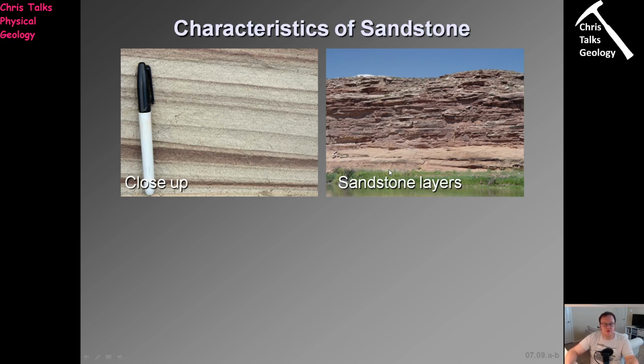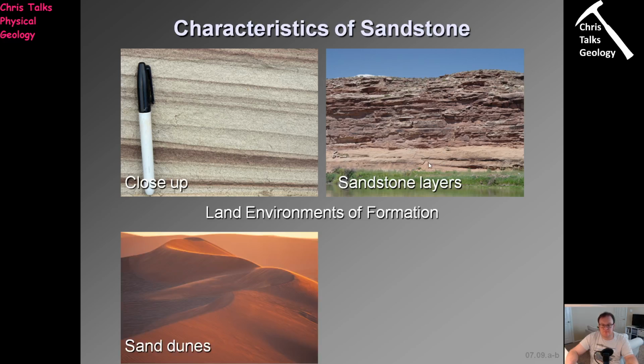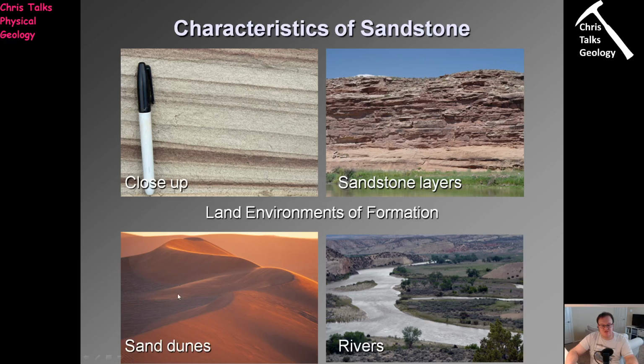Okay, so when we look at sandstones, what do we see? Well, some sandstones will be massive. That means they will show no layering at all. But it's not uncommon for sandstones to contain layers, both at a close level and at a coarser level. In terms of, as we've discussed, where sands form, they are very, very common. It's a very, very common sediment size. So it can occur in environments ranging from sand dunes to rivers to beaches to shelf environments offshore, to mention but a few.